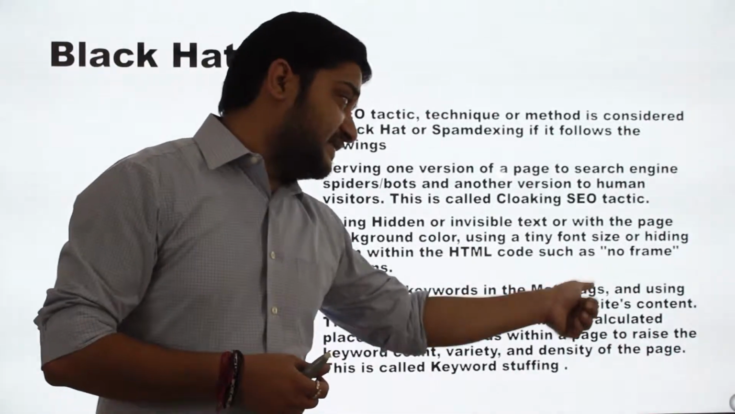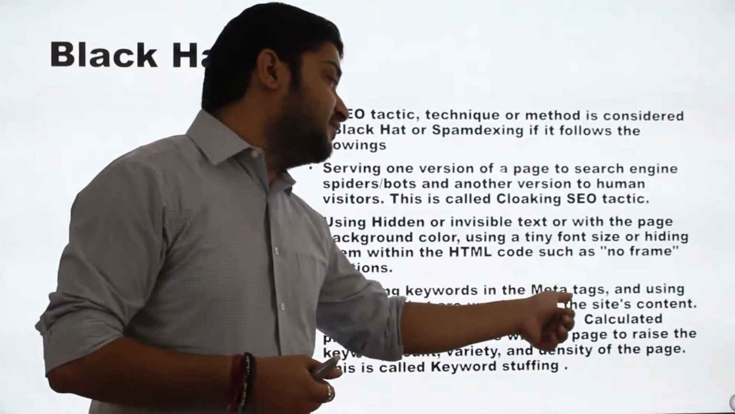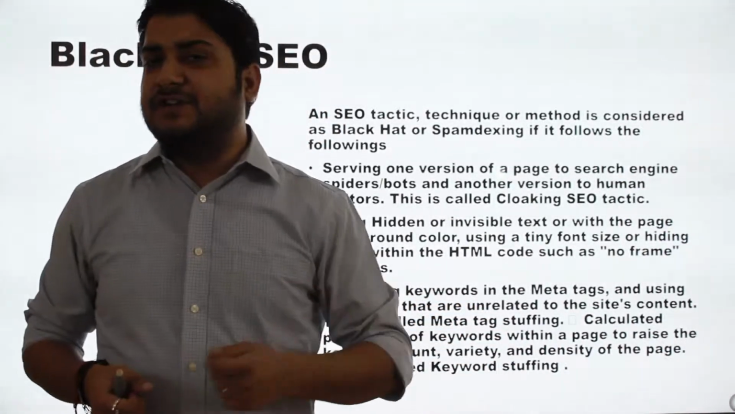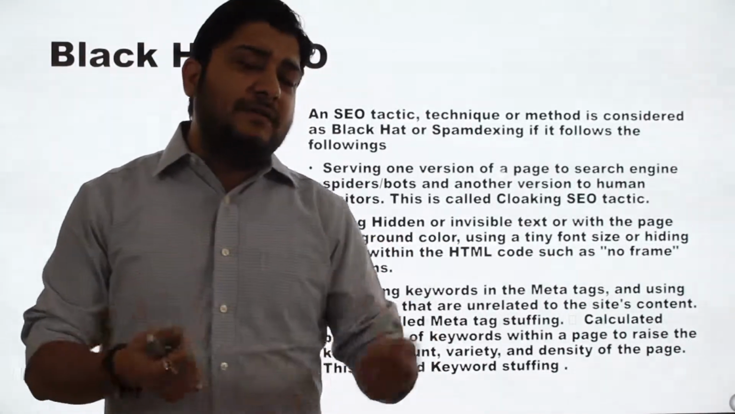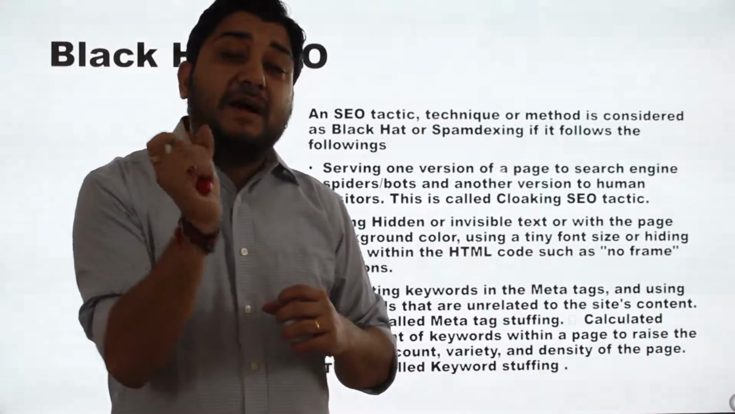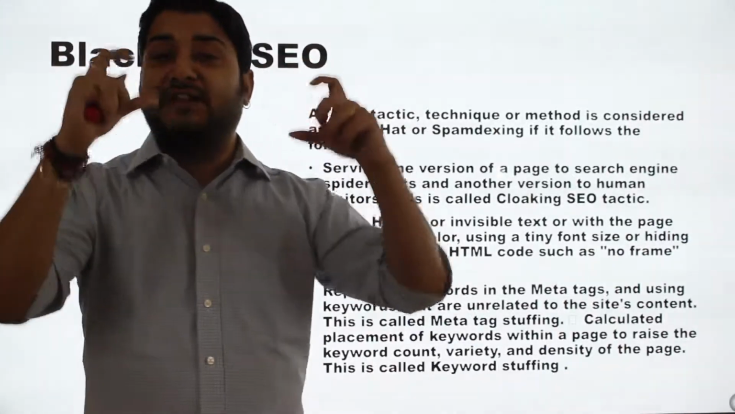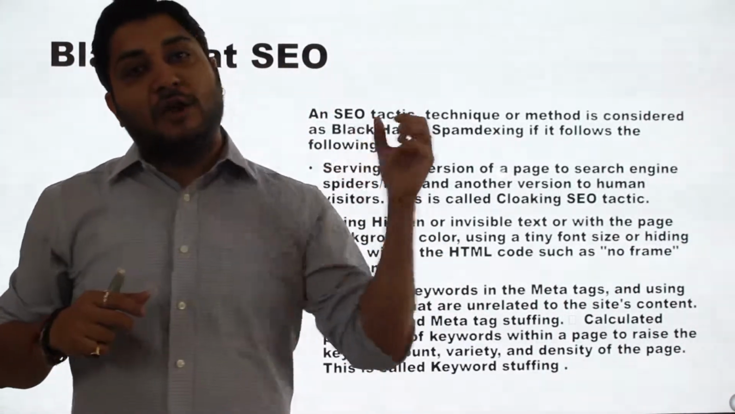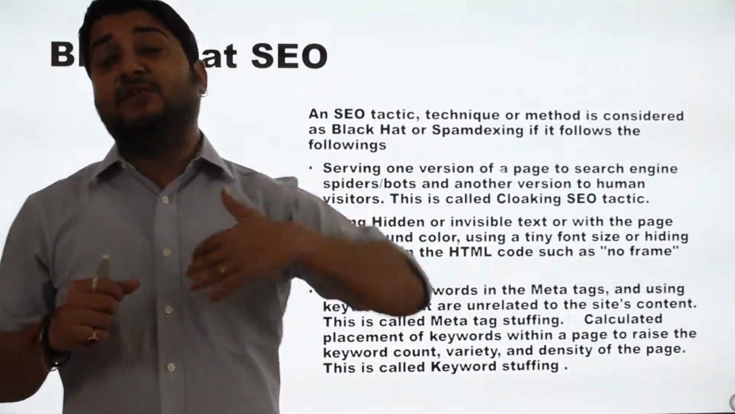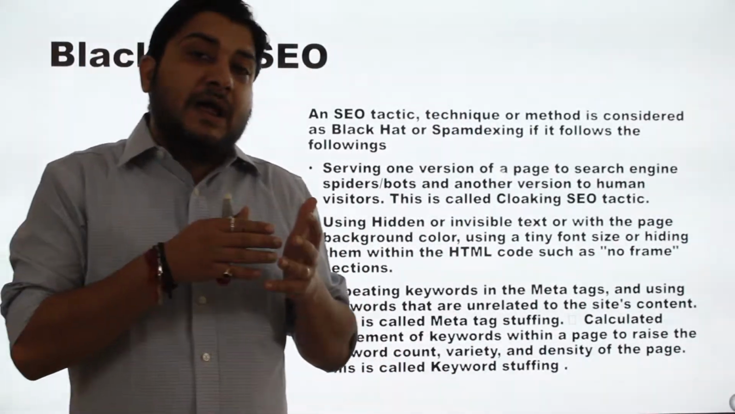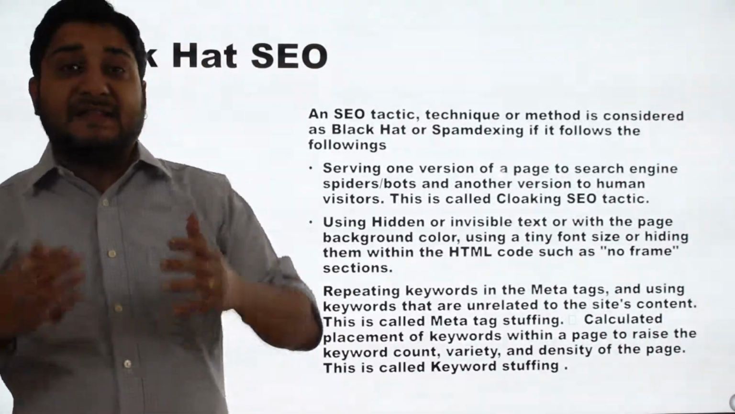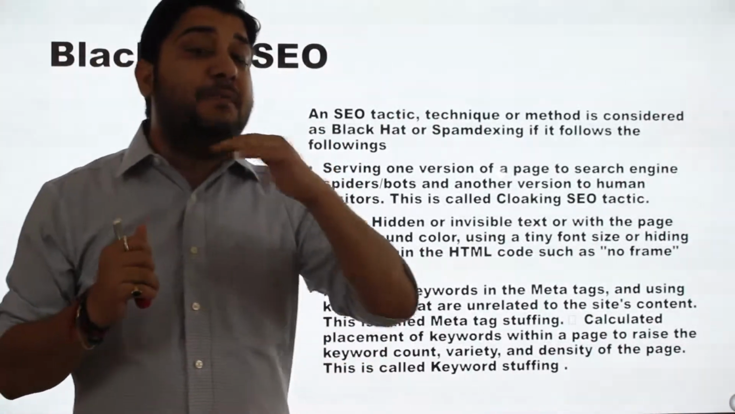Repeating keywords in meta tags and using keywords that are unrelated to the site content is called meta tag stuffing. A lot of times I've seen, and eventually even search engines have noticed, that people just try to stuff a lot of meta keywords into the meta description or within the content. They know that if all the keywords come a large number of times within the description, they're going to rank better. But eventually, the search algorithms have evolved over time and started using smart methods to bar these things.